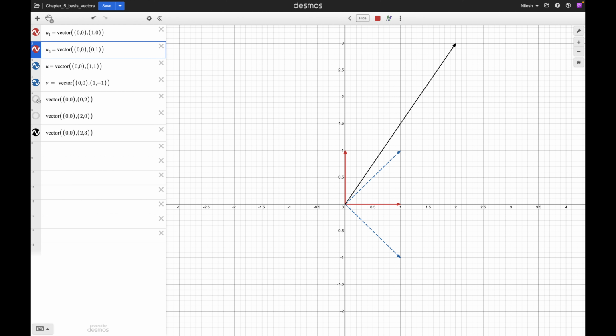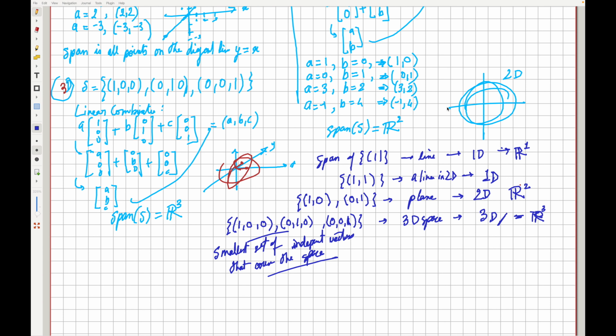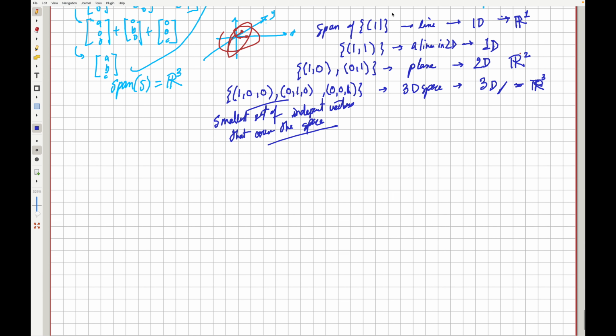We could also have these vectors, which are a scaled up version of the standard basis vectors 1 0, 0 1. Instead we have 0 2, 2 0 as the basis vectors, which we can again combine to get our output or resultant vector 2 3. In other words, we can reach that point 2 3 in the 2D plane, and we can show that mathematically.